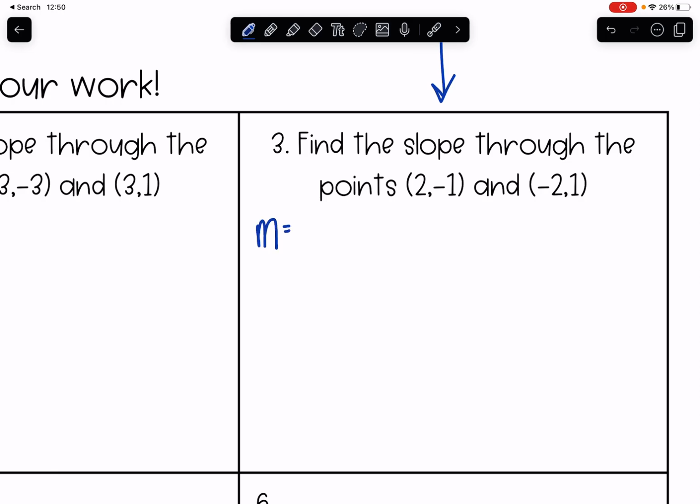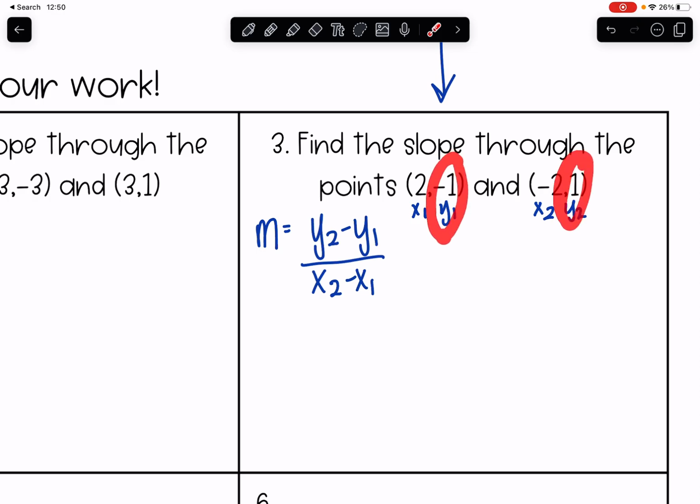So remember, slope is m equals y2 minus y1 over x2 minus x1. And all you need to do is label your points as x1, y1, and x2, y2, and now I can solve. So my y2 is 1 minus my y1 is negative 1. So I'm going to write that like this: 1 minus negative 1. The negative from the formula and the negative from the ordered pair. Then my x2 is negative 2 minus 2 my x1. So negative 2 minus 2.